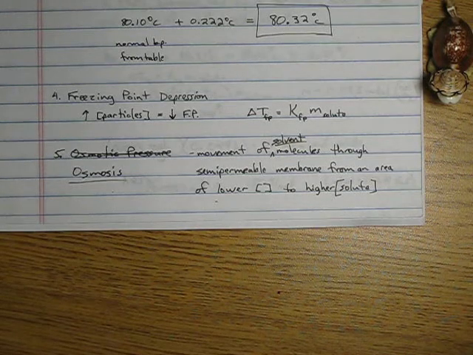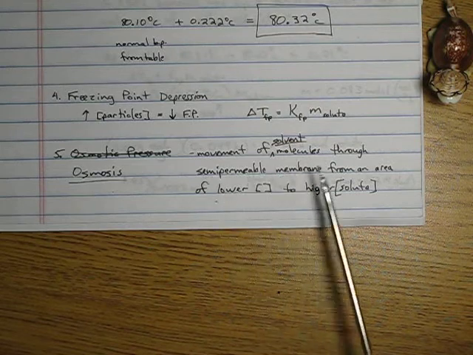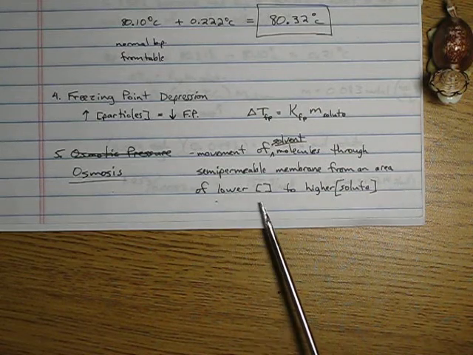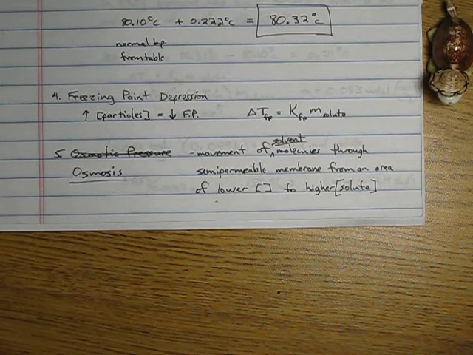Okay, continuing on with colligative properties now, let's look at osmosis. Osmosis is the movement of solvent molecules through a semi-permeable membrane from an area of lower concentration of solute to higher solute concentration. Only the solvent goes through the semi-permeable membrane, and the movement of the solvent is to try to dilute the more concentrated solution, to try to make the more concentrated solute solution be less concentrated.